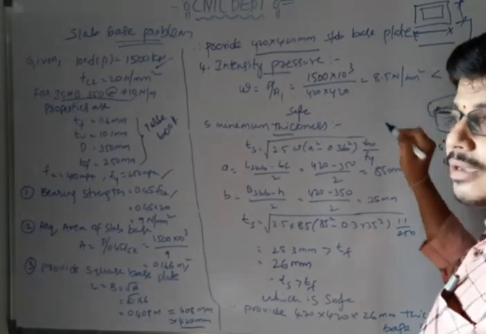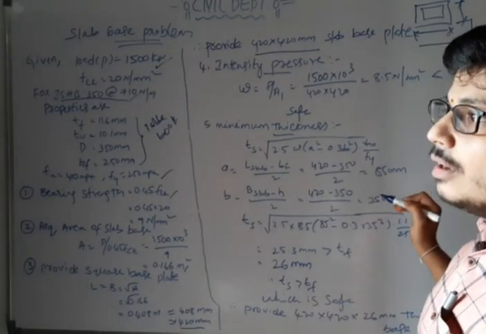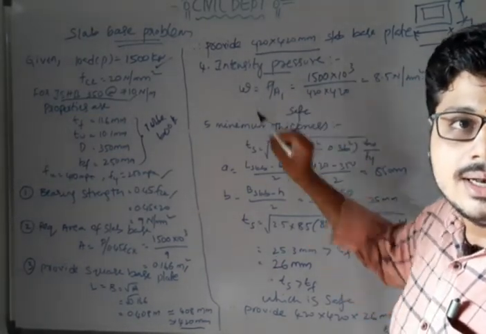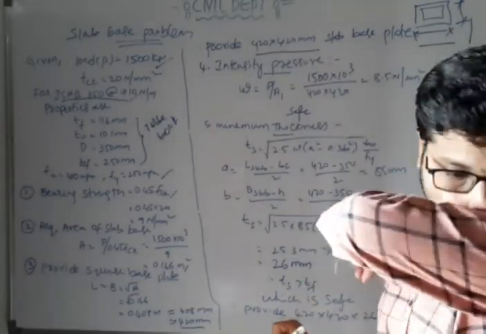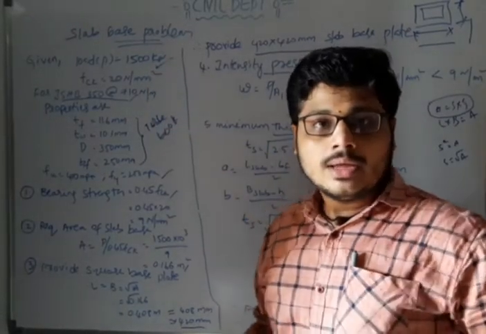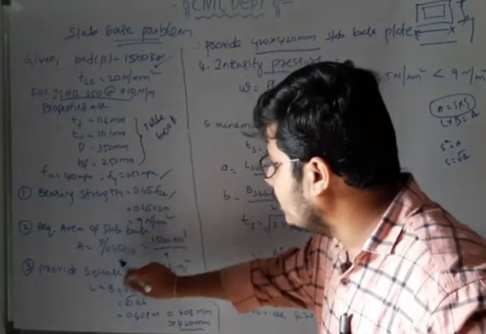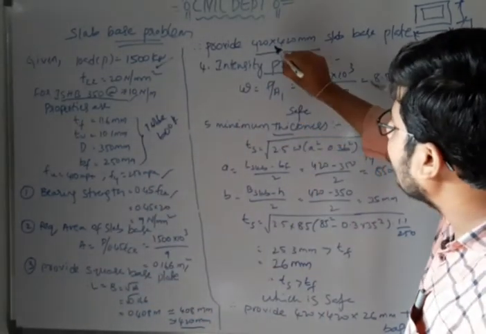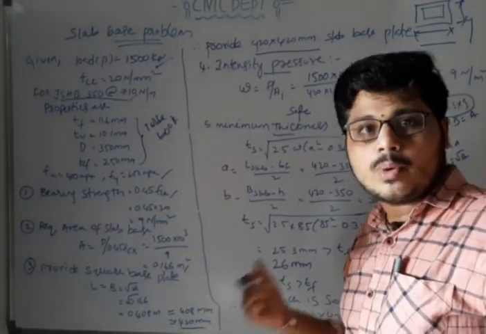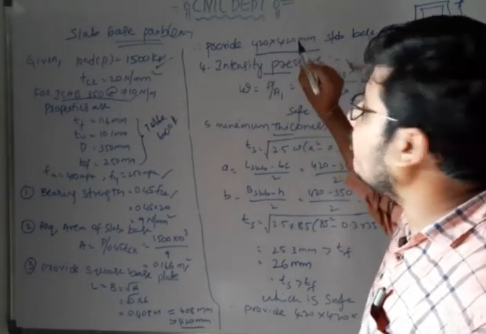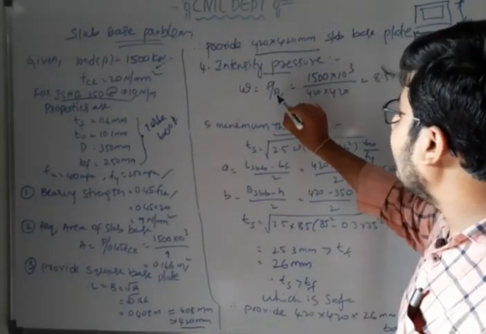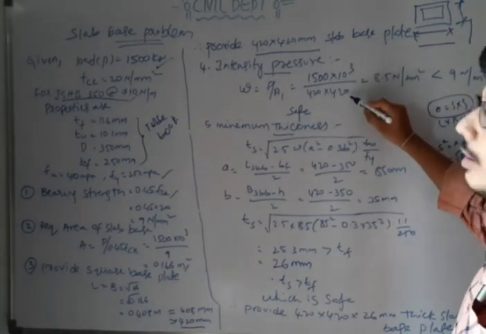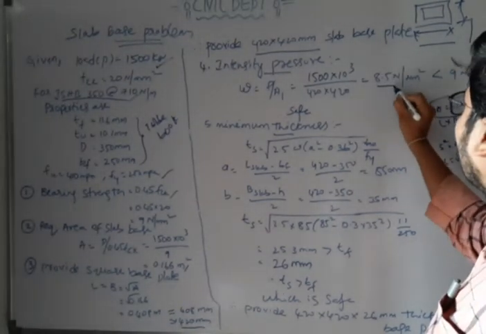It is where the load acts on the column. So intensity of pressure w is equal to P by A1. Here P means the load which is given, but here A1. There is a difference between A and A1. A means required area, A1 is nothing but the provided area, which we provided. The provided area is 420 by 420. So w is equal to P by A1, that is 1500 into 10 cube newtons by the provided area 420 by 420, which gives the value of 8.5.